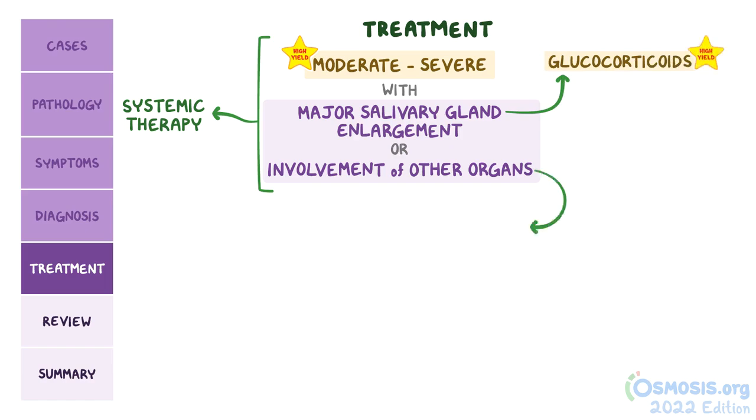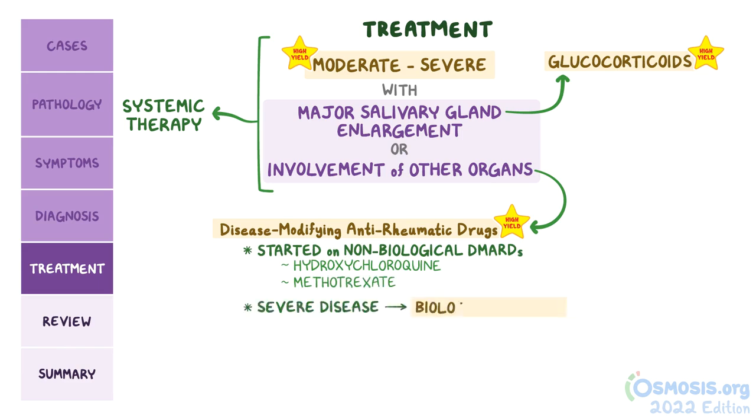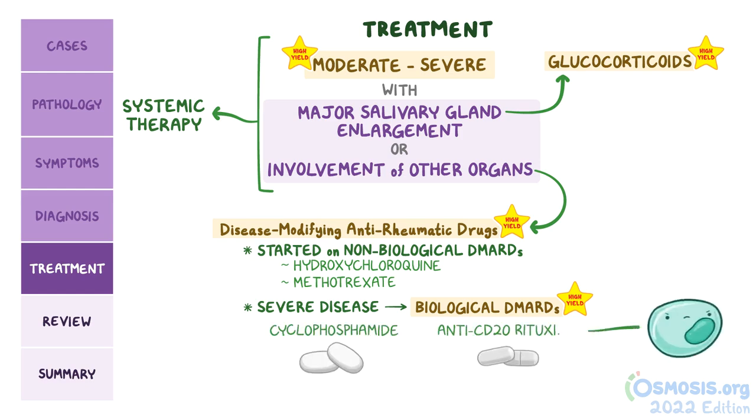Individuals with involvement of other organs are started on disease-modifying anti-rheumatic drugs, or DMARDs. Most individuals are started on non-biological DMARDs like hydroxychloroquine and methotrexate. By contrast, severe disease gets biological DMARDs, all of which suppress some part of the immune system, such as the alkylating agent cyclophosphamide and the anti-CD20 antibody rituximab, which targets B cells.